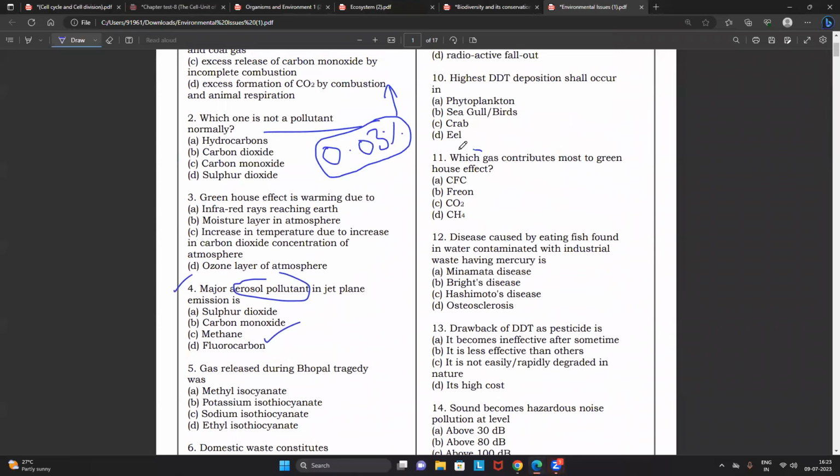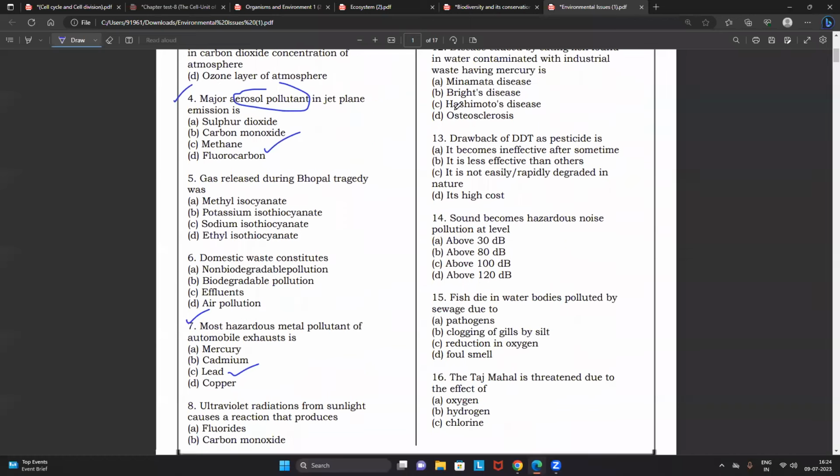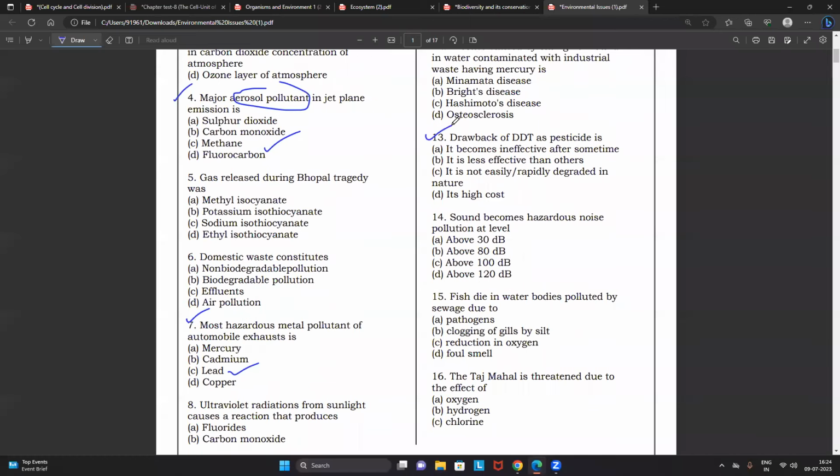We already know that. Remember, which gas contributes the most to the greenhouse effect? Chlorofluorocarbon. But I want all the students to listen. Now the chlorofluorocarbon can be replaced by the hydrofluorocarbon. So in the exam, if they give chlorofluorocarbon and hydrofluorocarbon both, then go for this. If they did not give the hydrofluorocarbon, then only go for the chlorofluorocarbon. Don't go for carbon dioxide. Don't confuse with this.